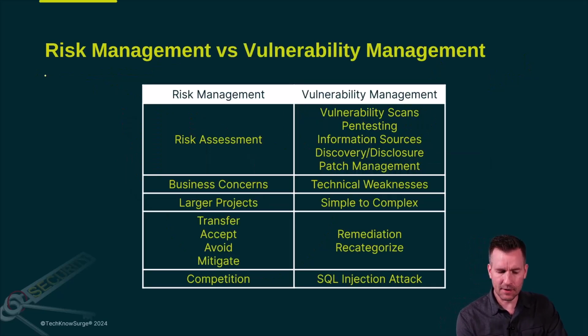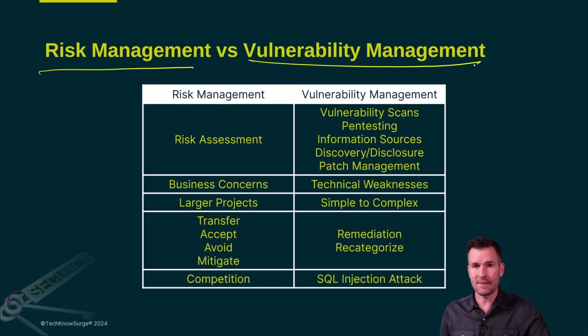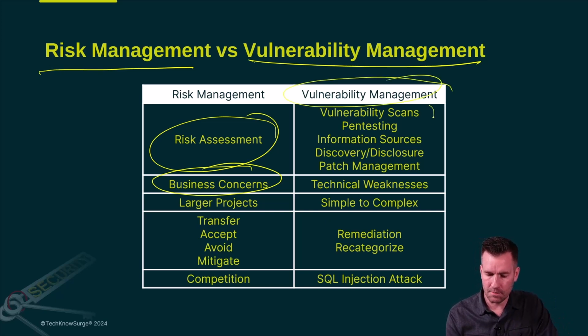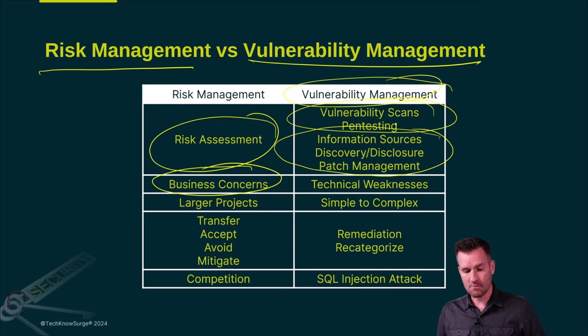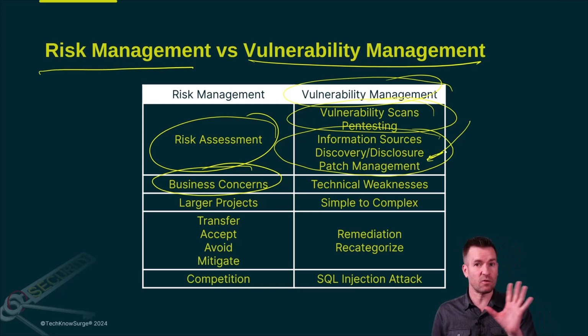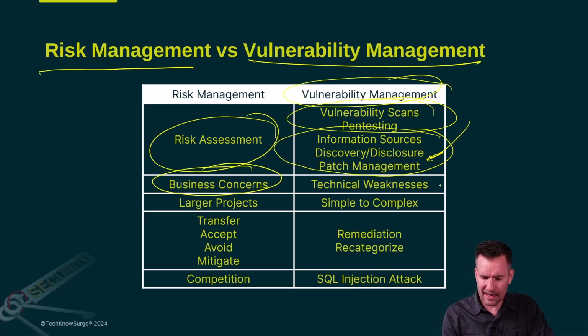So let's get a little deeper into risk management versus vulnerability management. When I think of risk management, we do something like a risk assessment to identify risks to the company as a whole, the business. What are business concerns? We're taking a look at that big picture. With vulnerability management, we're going to do things like vulnerability scans and pen testing. We're going to look at information sources. We're going to look at maybe having some sort of discovery or disclosure program, and we're going to get more in depth into that later on. We'll do things like patch management to fix these flaws within our system. So this is more like technical weaknesses.